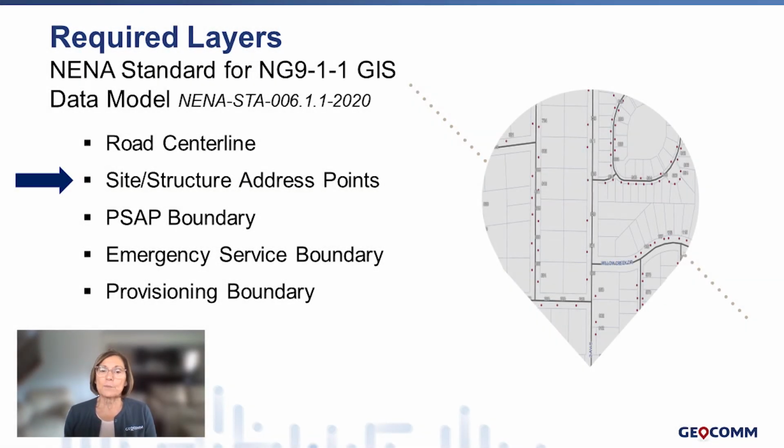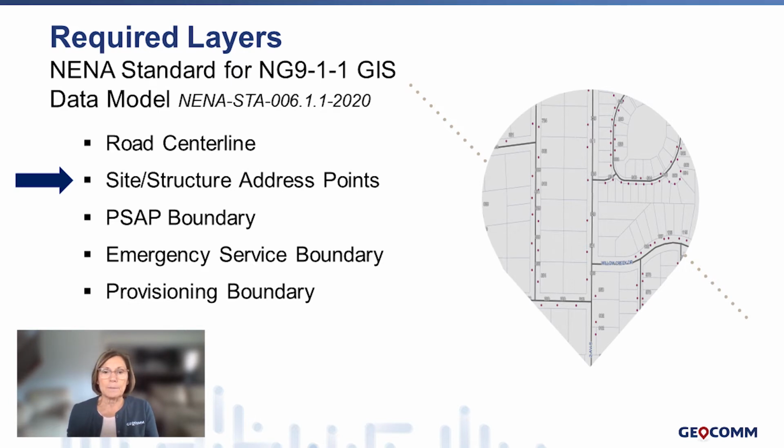That list includes your PSAP boundary, your provisioning boundary, your emergency service zone boundaries, and it includes the two location layers, that road centerline layer and your site structure address point layer, commonly referred to as address points. Now, because they are required layers, they need to be provisioned into the Nextgen 911 system. In the Nextgen 911 system, one of the functions of your GIS data is to validate those civic address locations prior to a 911 call.